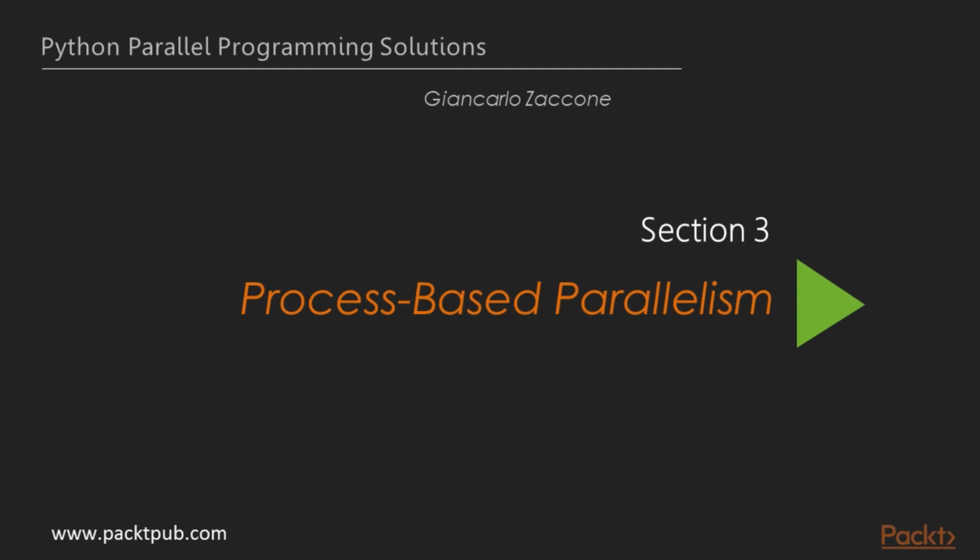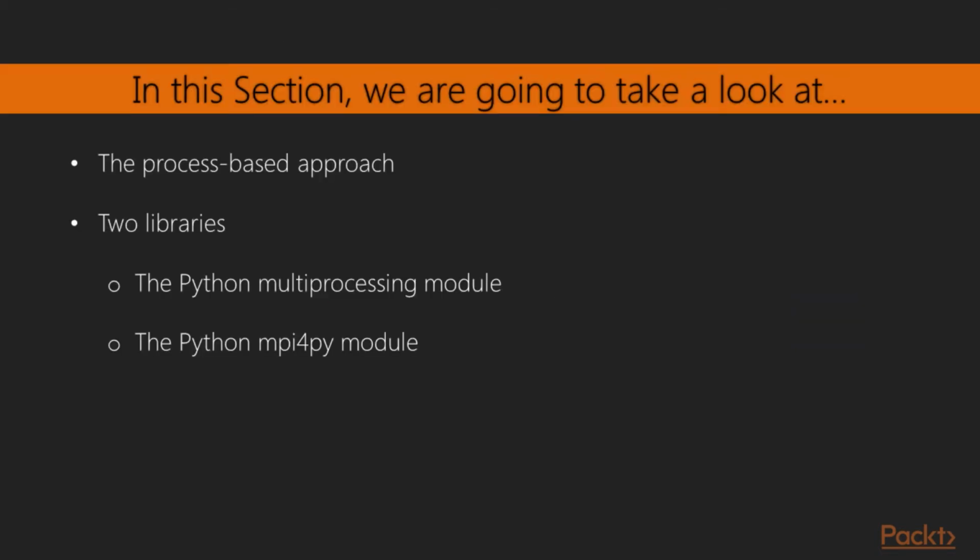Hi, welcome to the third section of this course, Process-Based Parallelism. In the previous section, we saw how to use threads to implement concurrent applications. This section will examine the process-based approach. In particular, the focus is on two libraries, the Python multiprocessing module and the Python MPI4py module.